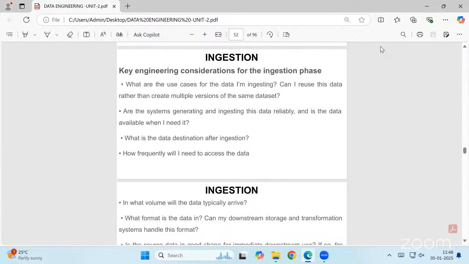Okay. So what is the data destination after ingestion? How frequently do I need to access the data? In what volume will the data typically arrive? All these are, again, batch versus stream. We have seen with the diagrams, no need to explain. All these questions are addressed in the questions. Batch versus streaming.